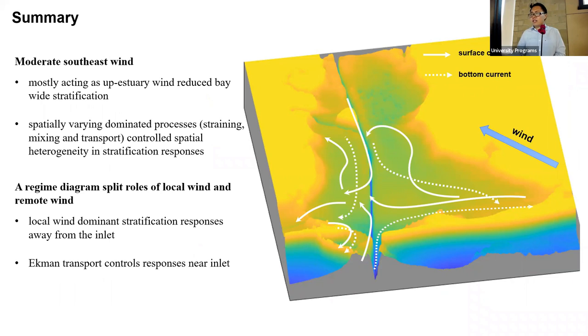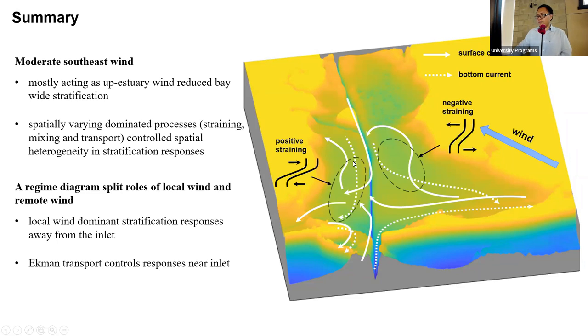It is seen that the southeast wind is more like an upestuary wind, as a loss component. So the wind flips the flow, we have the surface flow upstream and then the bottom flow downstream. Over this area, in the mid part of the bay, we have negative screening because the fresh water goes upstream and the bottom flow downstream, so the screening profile gets uniform. Similarly, the wind shifts the fresh water transport, and the fresh water will accumulate over here. Then the fresh water always goes over the salty water, which may have positive screening. That's why this part remains stratified.